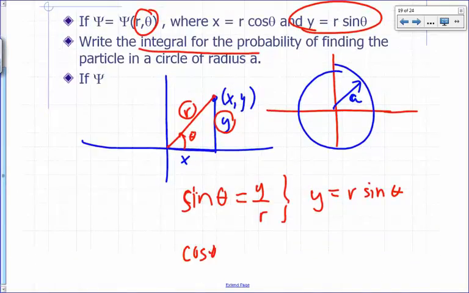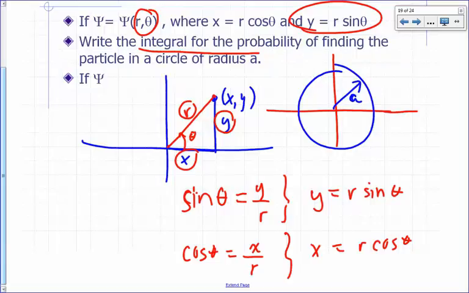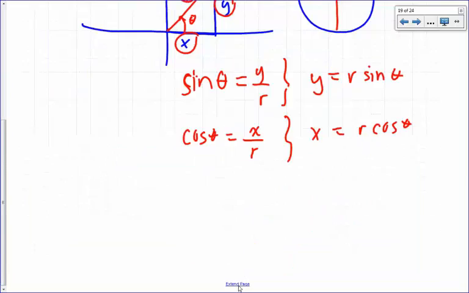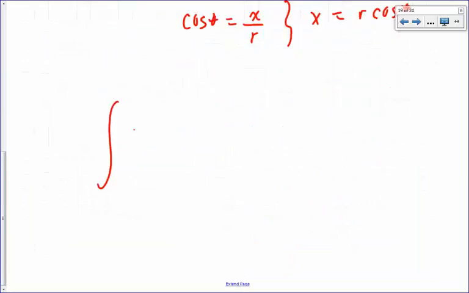Cosine theta would just be x over r, adjacent over hypotenuse. So x is just r cosine theta. So how would you write then the probability of finding the particle in a circle of radius a? You just say integral of psi squared, and so you integrate with respect to theta and r.